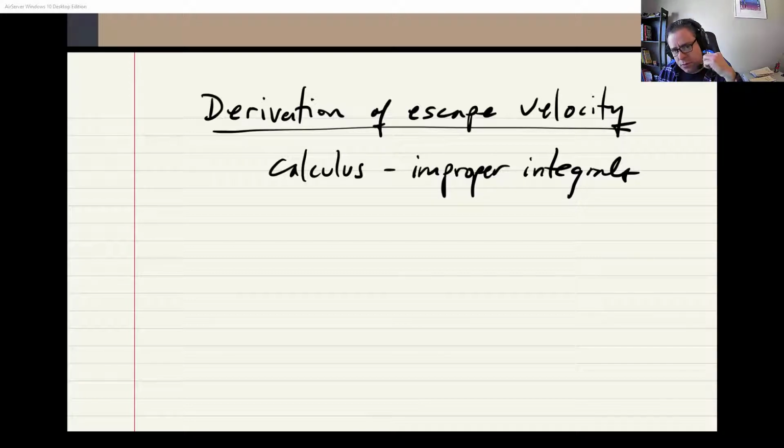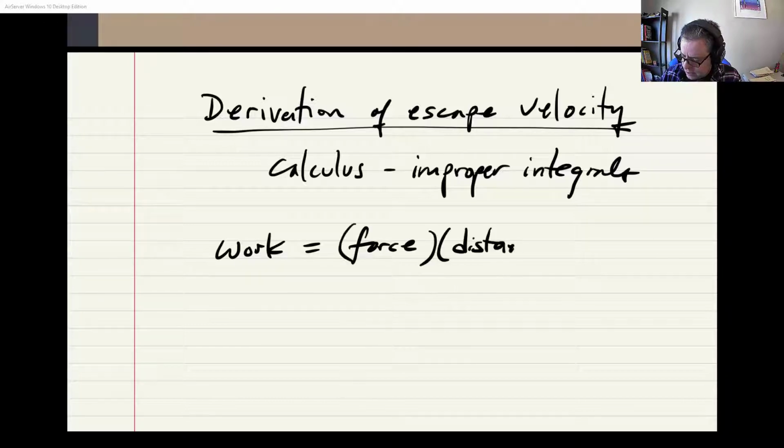Okay, so here's what we're doing. Derivation of escape velocity. It's a lesson in calculus, particularly improper integrals. So I'll start by saying work is force times distance. And this is work defined in mathematics and physics, and it can also be interpreted as a change in energy, both potential or kinetic. And I'll talk about those terms as we go along.